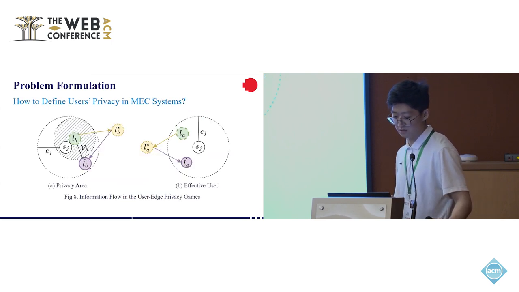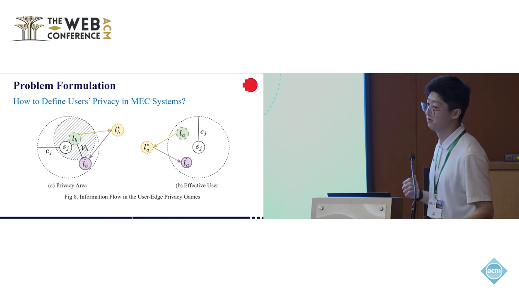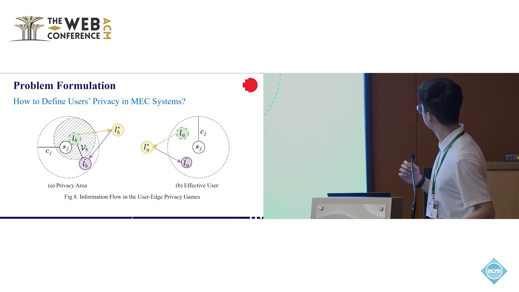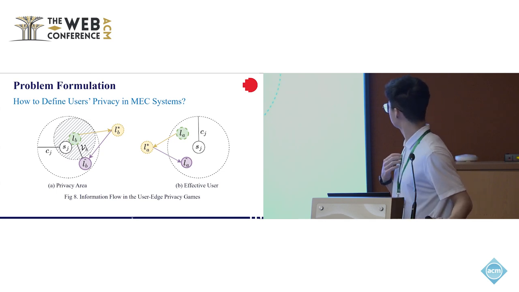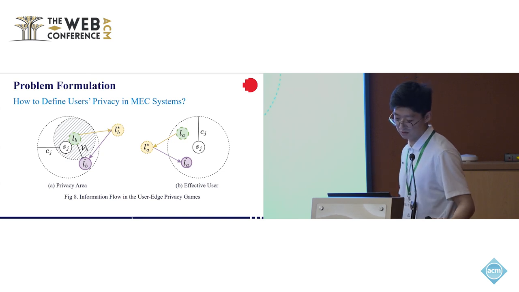And regarding the privacy, here is the way to define the user's privacy in the multi-access edge computing system. We define the distance between L and L hat as a radius, so the shadow area compared to the overall coverage error is the user's privacy.